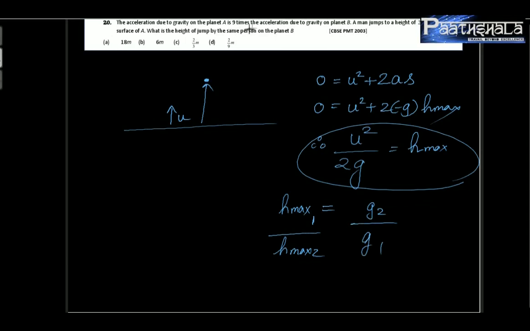So g2 upon g1 has been given to be 9. Acceleration due to gravity on planet 2 is 9 times that of Earth. So h max on Earth upon h max on the planet is equal to 9.